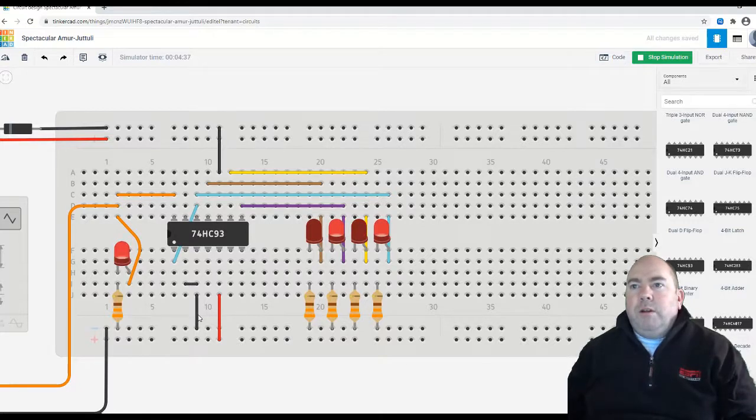The other thing we have here, reset 1 and 2 are both tied together and tied to the ground. If you want to count, you do that. If you put a 1 on either one of these inputs, you will reset this back to 0.